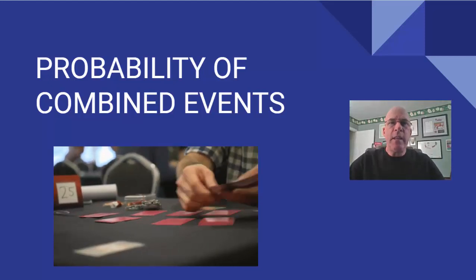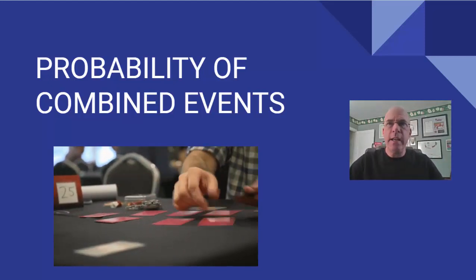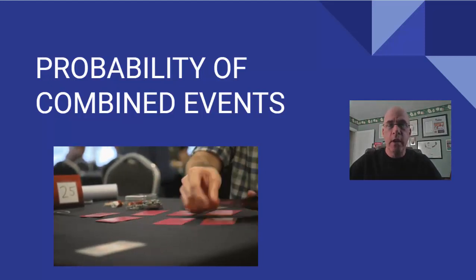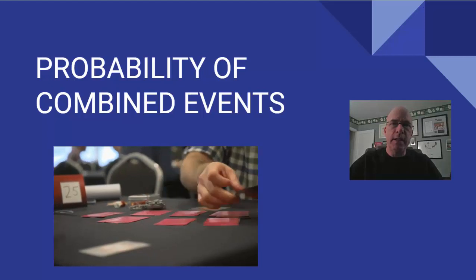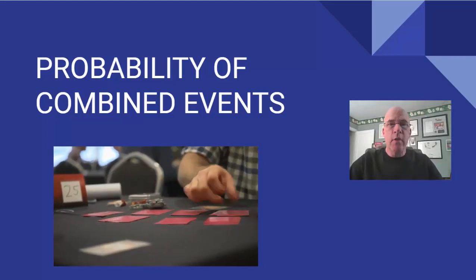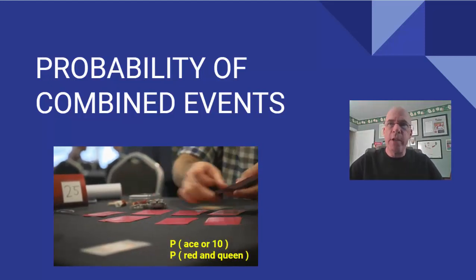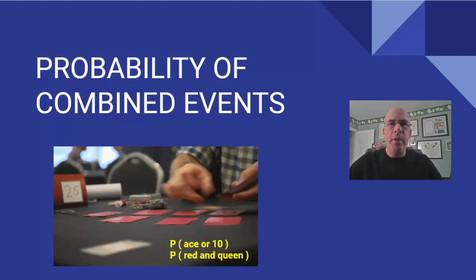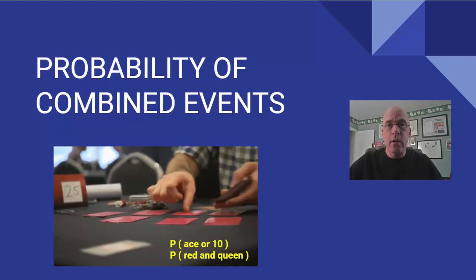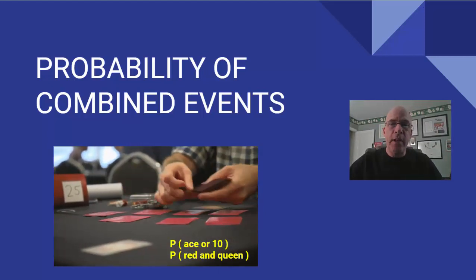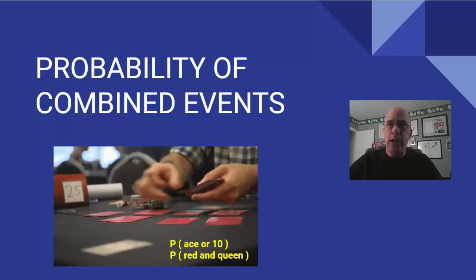In this video, we'll investigate the probability of combined events, and the examples we'll do today will deal with drawing cards from decks of cards, although the examples can be extended to problems with tables or other situations as well. And the types of problems we're going to look at are those like you see here. For example, perhaps we shuffle a deck of cards and we would like the probability of drawing an ace or a 10, or maybe we would like the probability of getting a red and a queen.